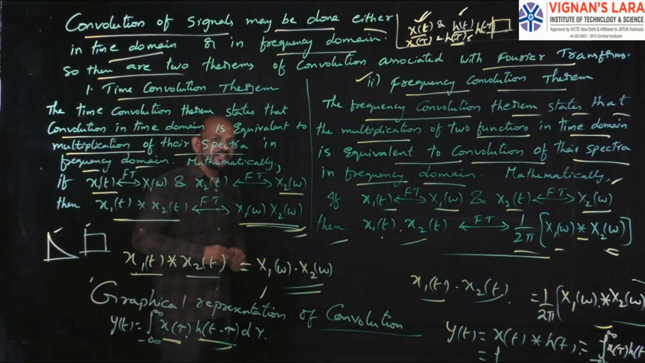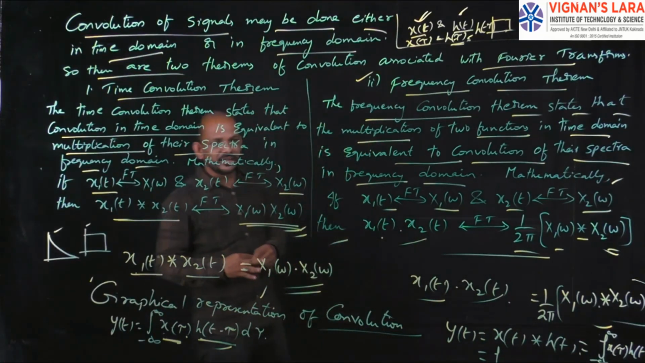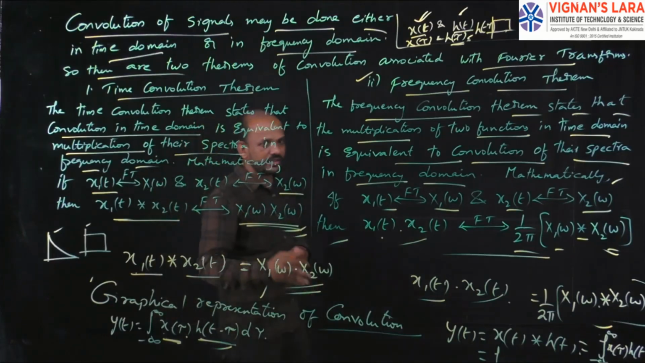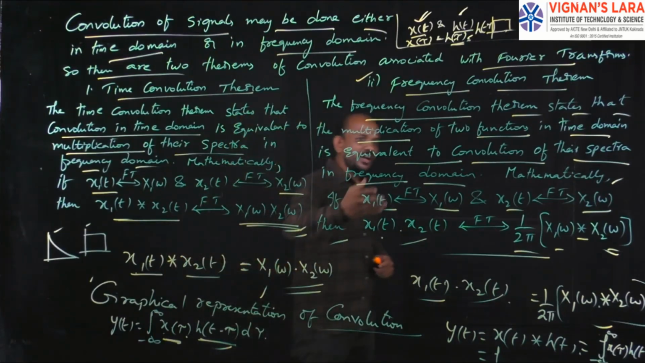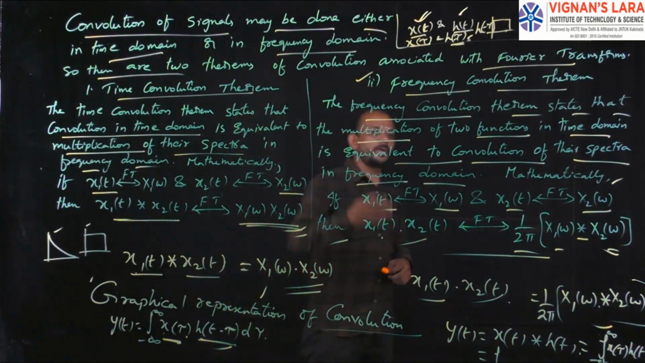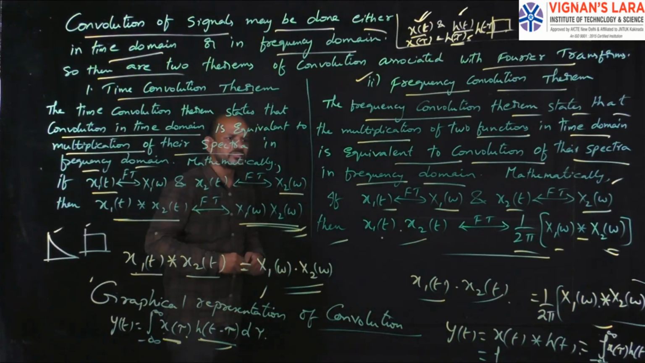So in this class I explained about the properties of convolution, and then the concept of convolution in the time domain and the frequency domain. There we get two theorems, that is the time convolution theorem and the frequency convolution theorem. I had given the statements, and you already did the proofs for these two while performing the proofs of the properties of the Fourier transform. So the same proofs you have to do again here also.